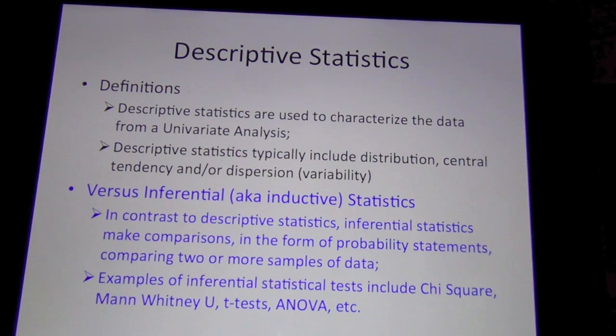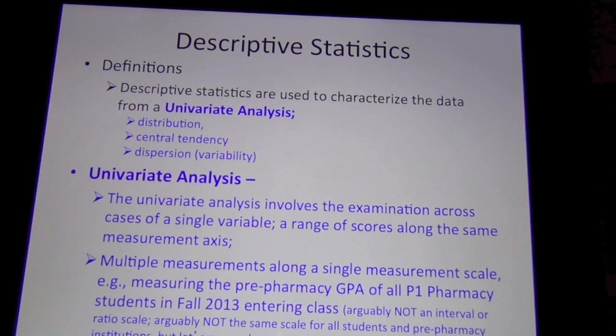Inferential statistics are different from descriptive statistics because, in contrast, inferential statistics make comparisons in the form of probability statements comparing two or more samples of data. We did a couple of those in class last week, but classic inferential statistics include the chi-square, Mann-Whitney U-test, ANOVA, t-test, things like that. We really won't focus on inferential statistics in this class. This class is about descriptive statistics. Again, descriptive statistics are going to be using a univariate analysis and talk about distribution, central tendency, and dispersion.